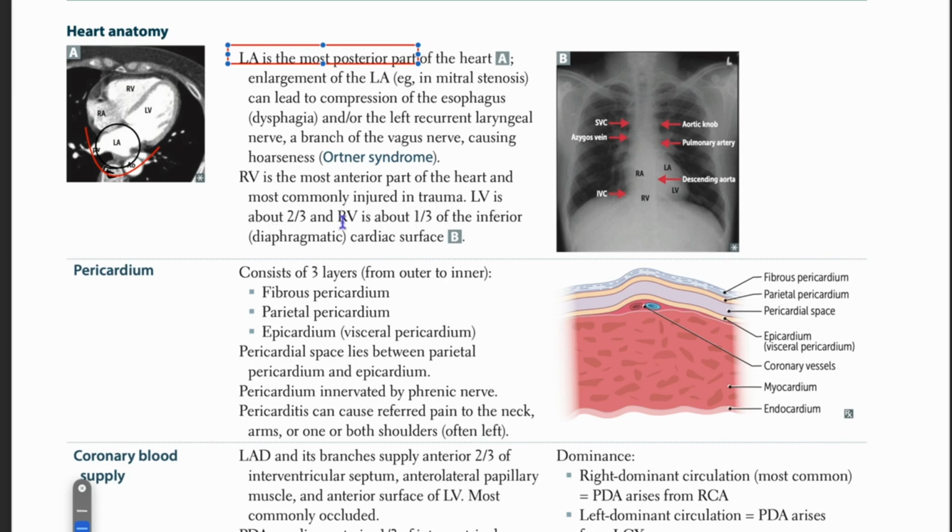The left ventricle is about 2/3 and the right ventricle is about 1/3 of the inferior diaphragmatic cardiac surface. Right, so on the bottom, this is the bottom right here, and this is your diaphragm from here to here. So the surface of the heart that's touching this diaphragm is what it's talking about. The left ventricle is about 2/3 of what touches the diaphragm, and the right ventricle only 1/3.